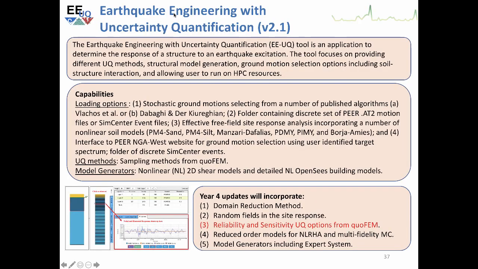The tool itself, we're currently at version 2.1. We have a number of various loading options, uncertainty quantification methods, and model generators. Year 4 updates we're trying to get into for version 3 are shown here. The one in red, reliability and sensitivity, that is actually in version 2.1.